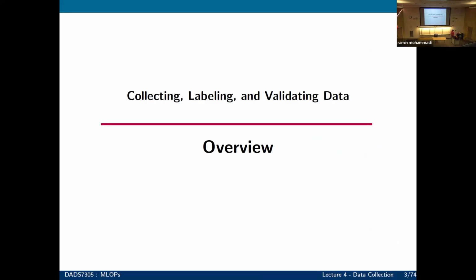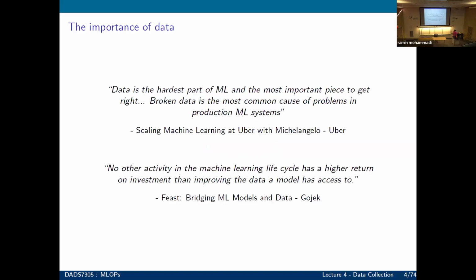So the next thing we're going to talk about is, in general, data, but specifically collecting, labeling, and validating data. First, let's start with two interesting phrases from large companies. One is Uber, the other one is Gojek, which is kind of an East Asian company, similar to Uber. From Uber's perspective, data is basically the hardest part of ML, and it is the part that is worth spending more and more time to make it right. It has the highest ROI. It's the same thing for Gojek.